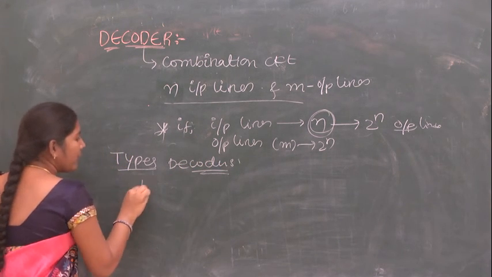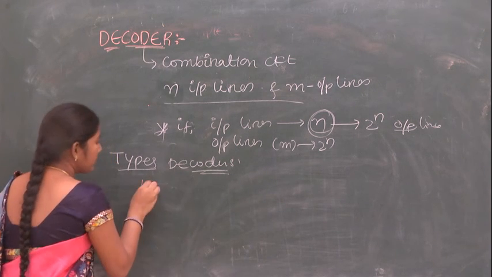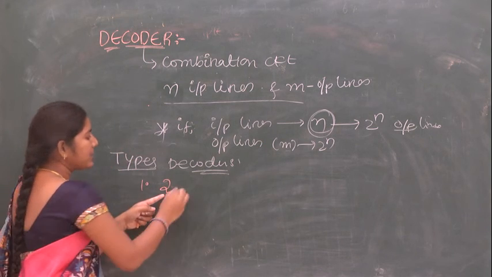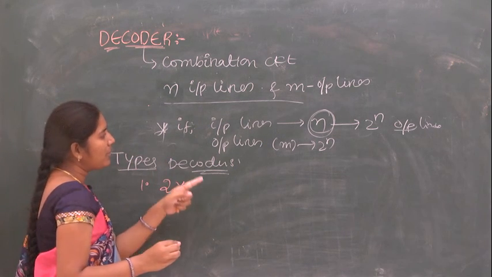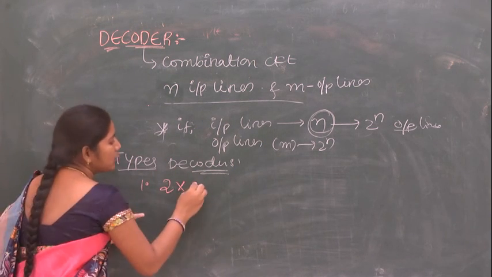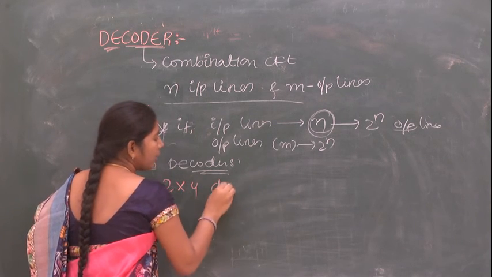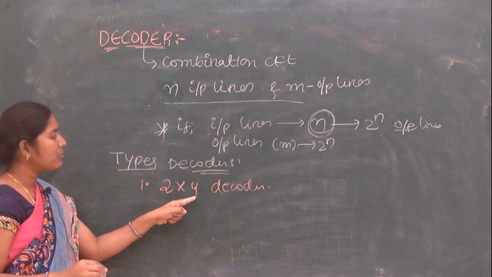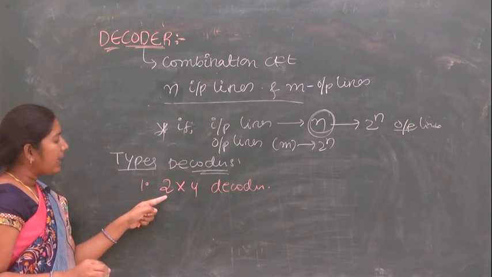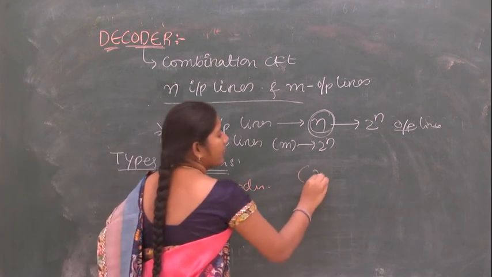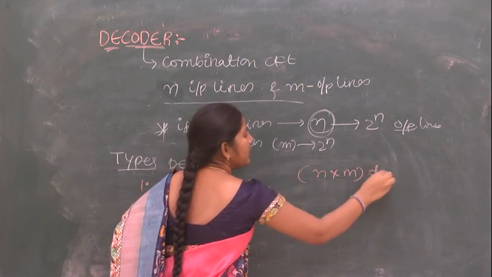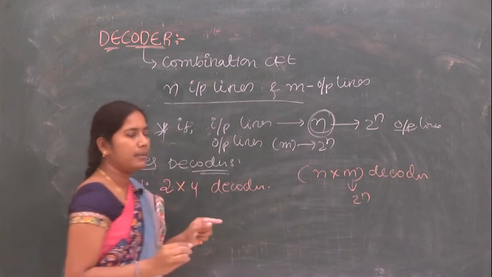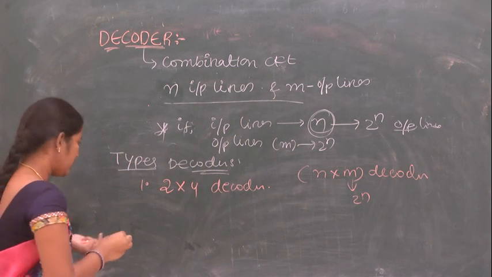The first one is, for example, if I assume input as 2, then output will be what? 2 power n means 2 square. So 2 cross 4 decoder. n is the input line, 4 is the output line. The relation is n cross m. N cross m decoders always exist, where m value is 2 power n. So 2 square is nothing but 4.